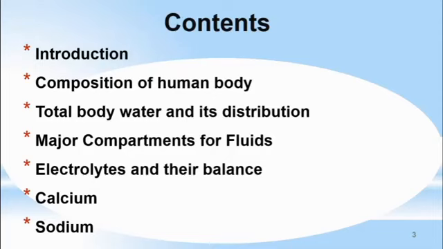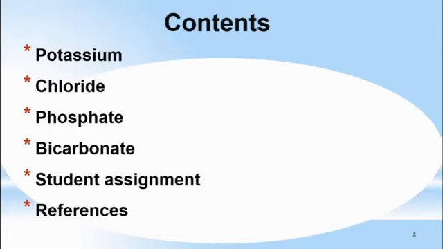How important is the balance of these electrolytes and what are the functions these electrolytes perform in our body. If this balance is disturbed, then how the body functioning is affected. Then we will discuss these electrolytes one by one in detail. First of all, we will discuss calcium, then sodium, then potassium, then chloride, then phosphate, and at the end bicarbonates. And then after all this discussion, I will assign some assignments and all of you have to solve these, and then there are a few references.